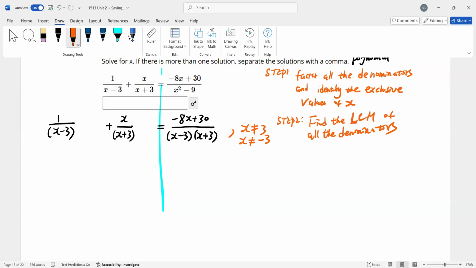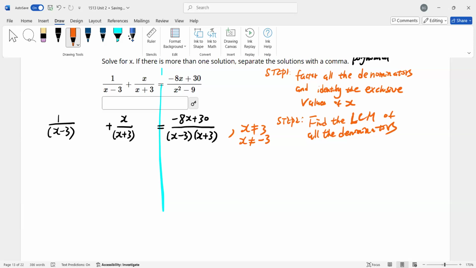LCM and GCF are something I constantly talk about in Foundation 2, and you continually use them in pre-calc, even in calculus. You have to use them all the time. So does anybody know what LCM represents? Least common multiple. Exactly, least common multiple.